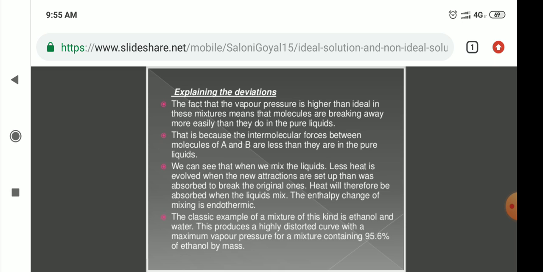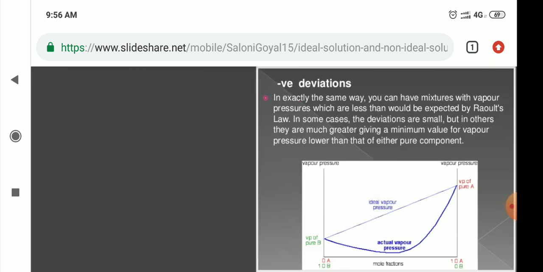Next, the last point of the deviation: the classic example of a mixture of this kind is ethanol and water. In this example of positive deviation, this produces a highly distorted curve with a maximum vapor pressure for a mixture containing 95.6% of ethanol by mass.